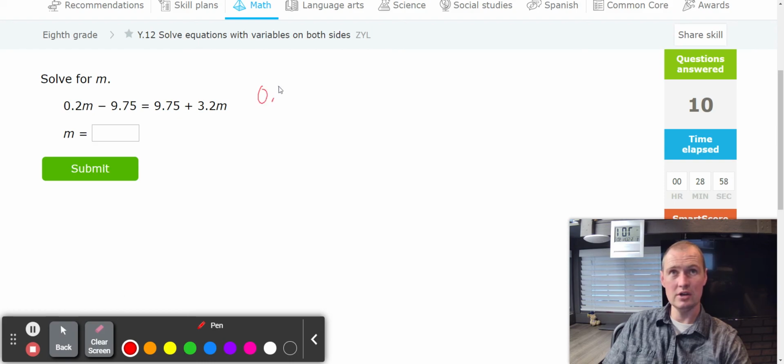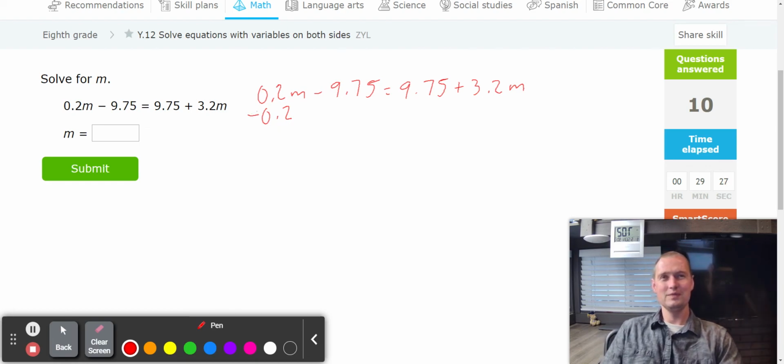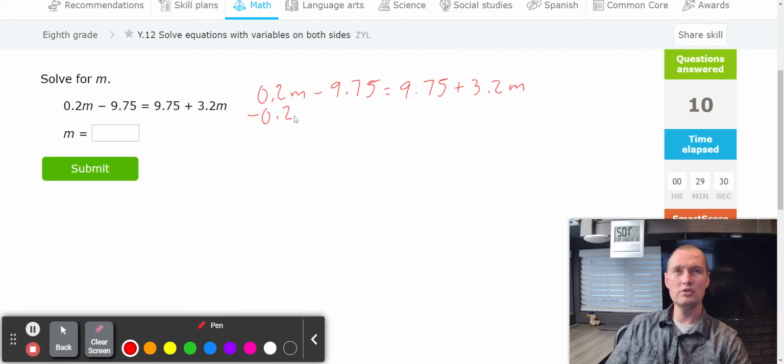Here we go. So we got 0.2m minus 9.75 equals 9.75 plus 3.2m. All right, so we're going to go ahead and subtract m from the left side. Decimals, right? We're going to subtract 0.2m from both sides. See, now we got it right. Subtract 0.2 m's from both sides.